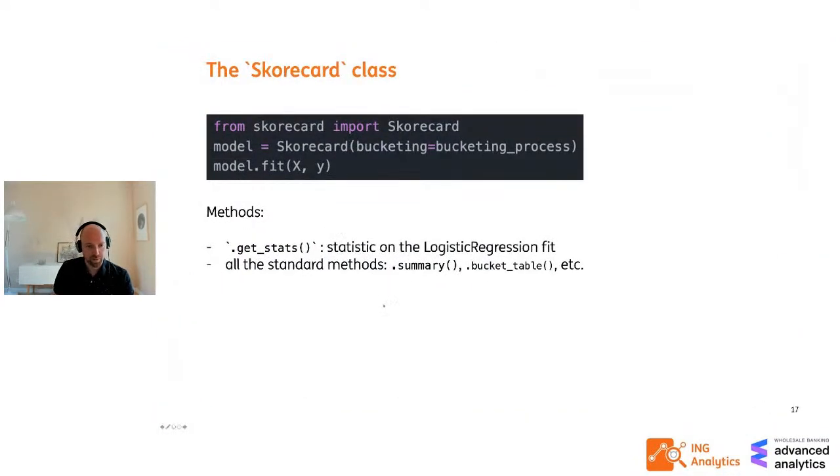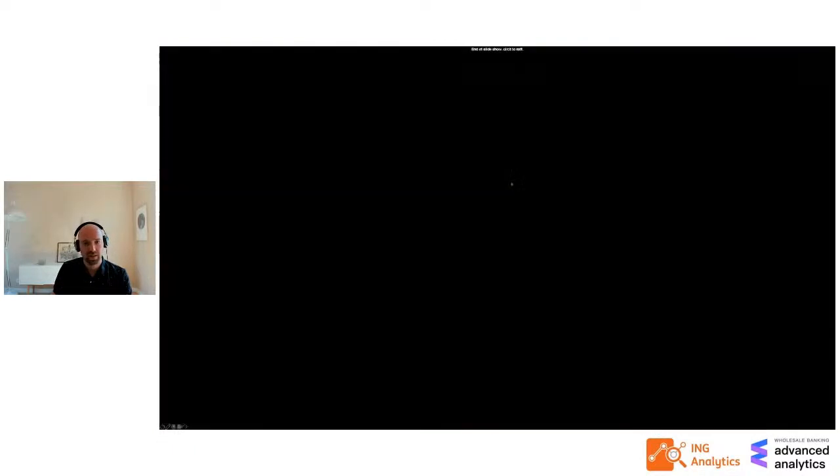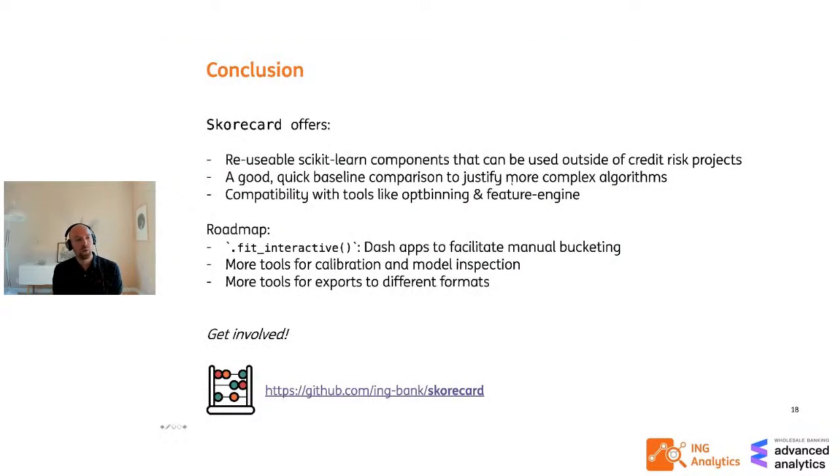So to conclude, a really fast conclusion. Scorecard is open source. It offers reusable scikit-learn components that are also applicable outside of credit risk. It offers a really good baseline, so do check it out. And it's compatible with a lot of other scikit-learn compatible tools. We have some really cool plans for the future, including interactive Dash apps to do some manual bucketing.